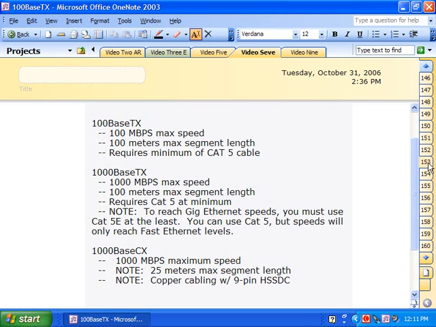We'll talk a bit more about this connector type here, but this HSS-DC, the 1000 base CX cable is the only one I've seen that uses this particular connector. Again, 1000 base CX has a 25 meter maximum segment length. That's one drawback. It does use copper cabling. It is not a fiber cable, but it's also got a 9-pin connector, a high-speed serial connector.